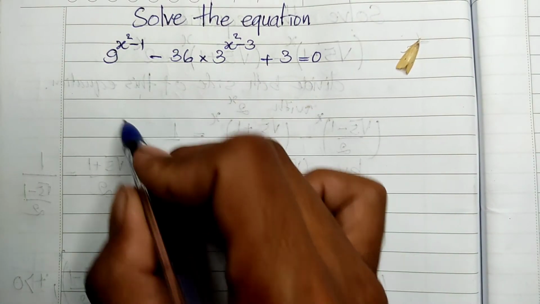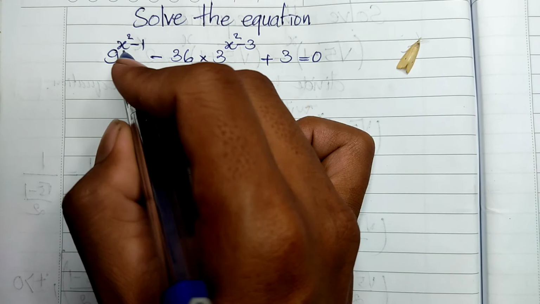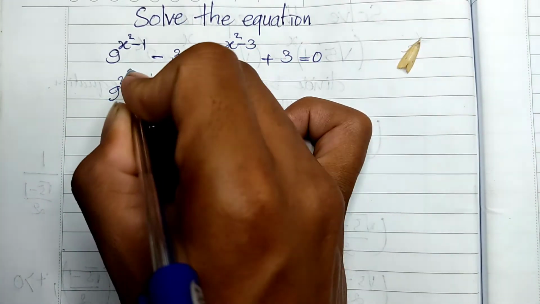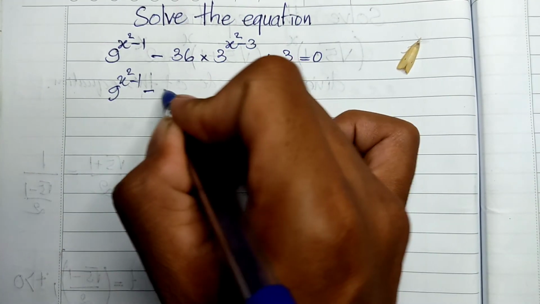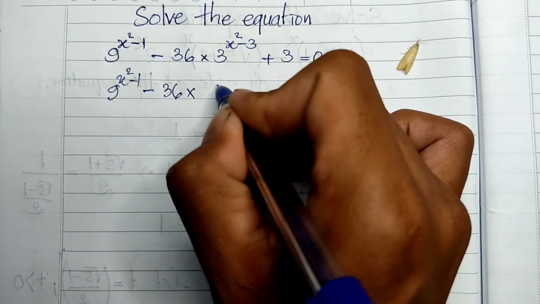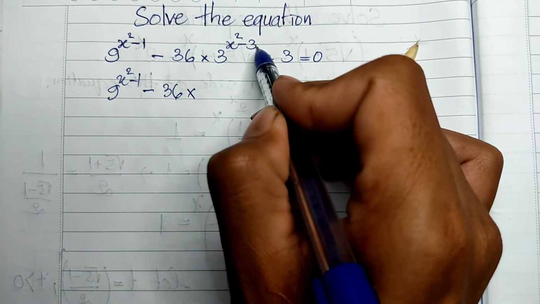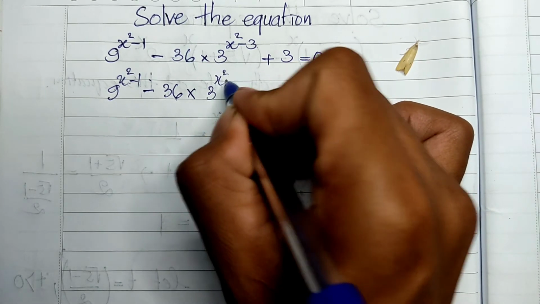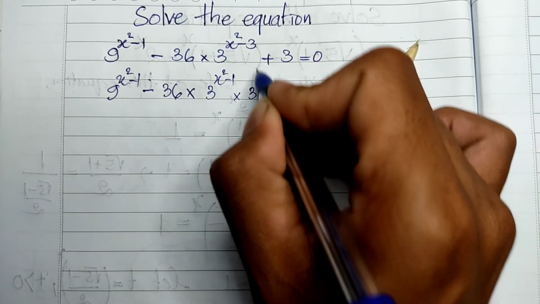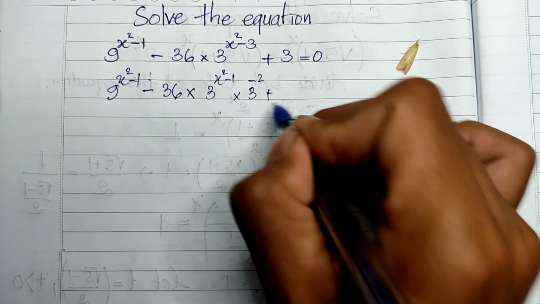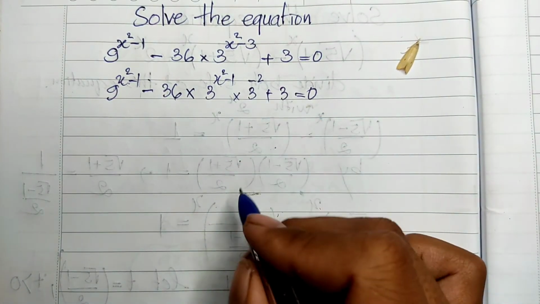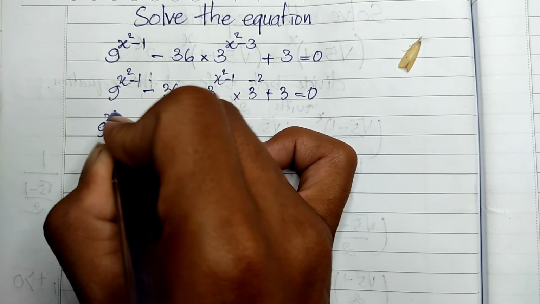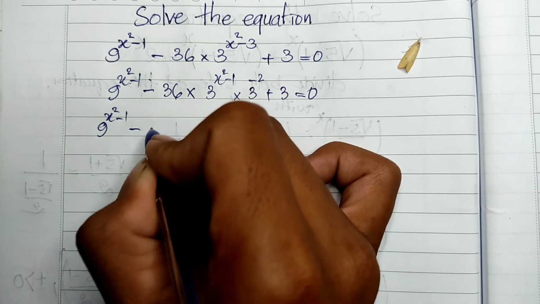Okay, this equation: 9 power x squared minus 1. So this I write as 9 power x squared minus 1, and this minus 36 multiplied by 3 power x squared minus 3. Do we see this x squared minus 3 and this x squared minus 1? So I can write it as 3 power x squared minus 1 multiplied by 3 power minus 2, and plus 3 is equal to 0.